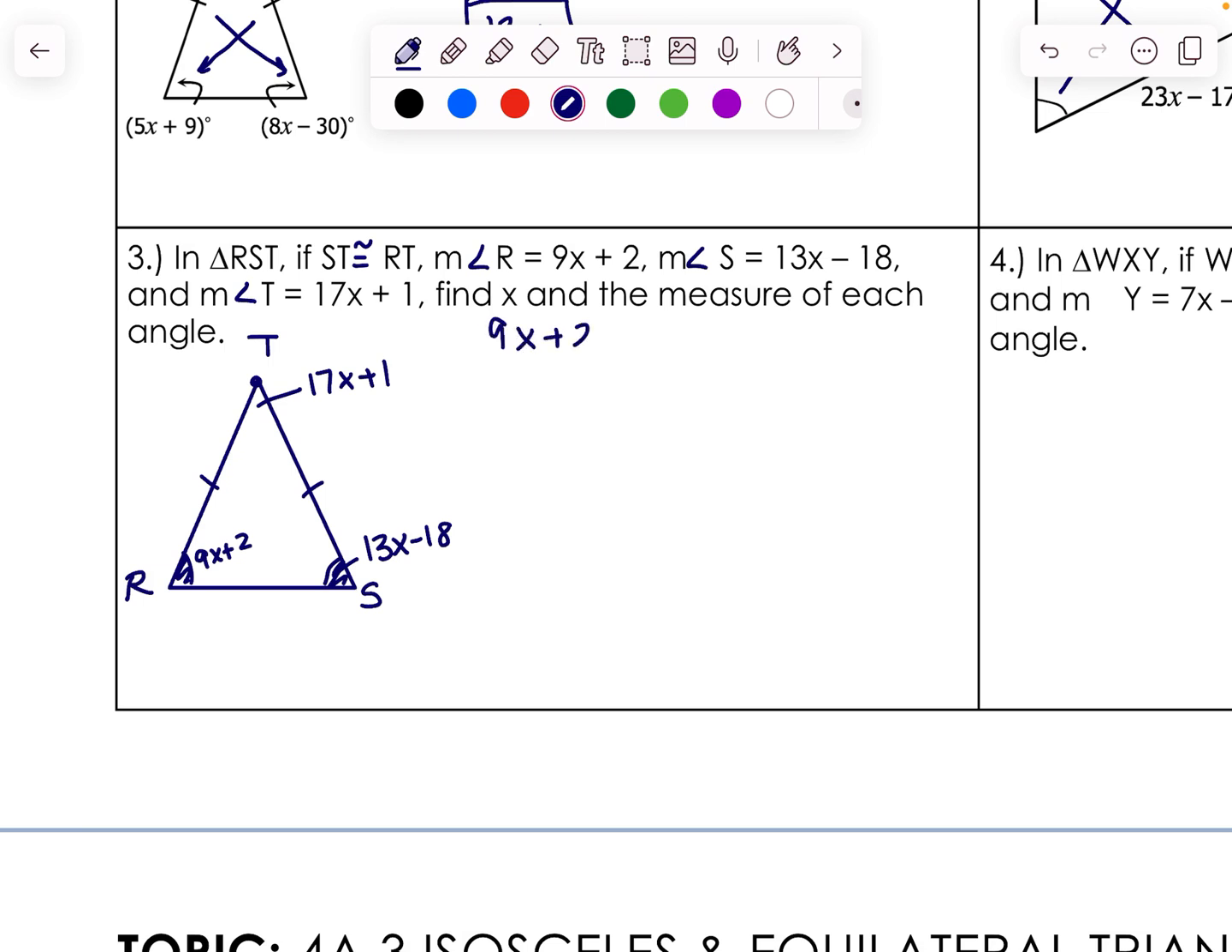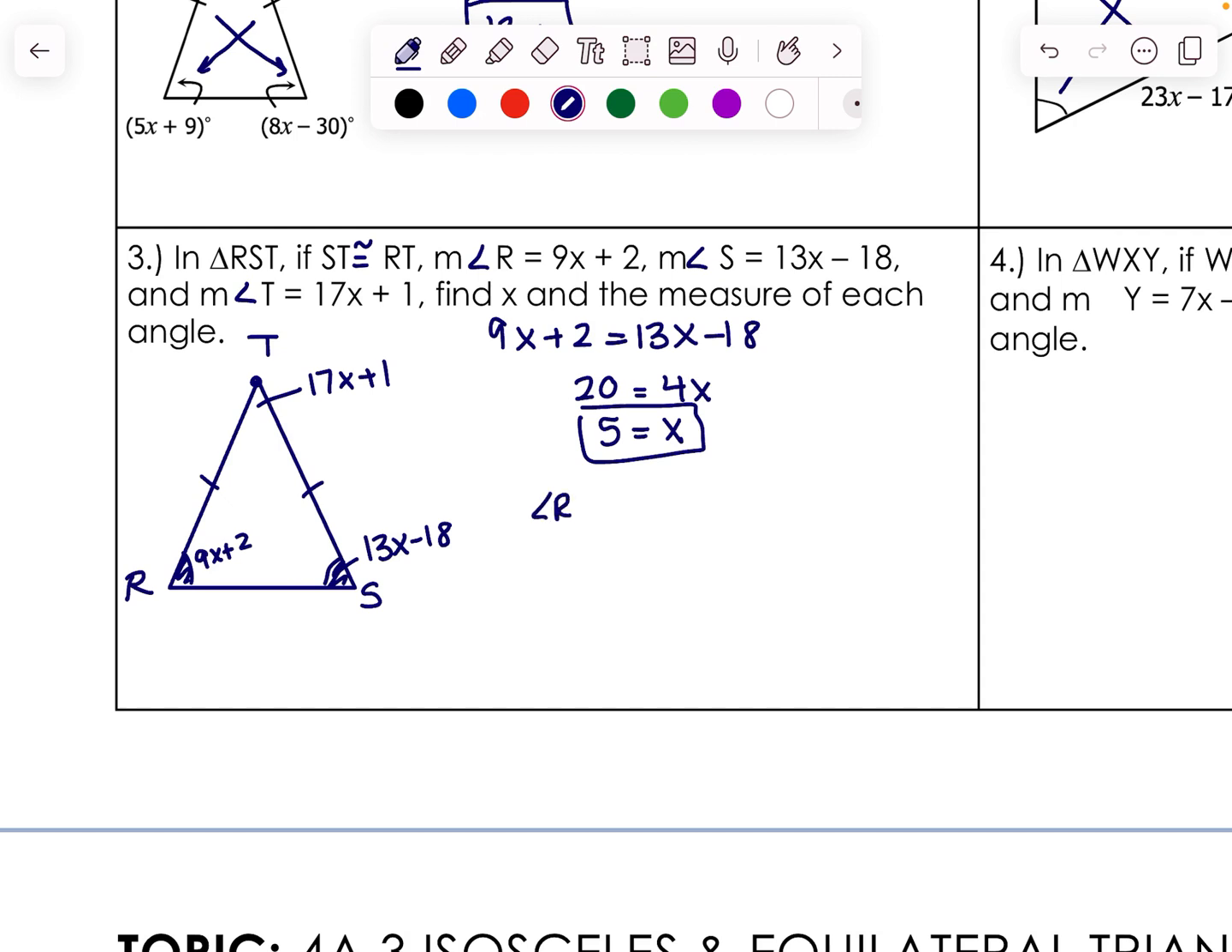So I have 9x plus 2 equals 13x minus 18. So I subtract 9x, I get 4x. Add 18, I get 20. So x is going to be 5. Okay, now the other part of the question does say to find each measure.